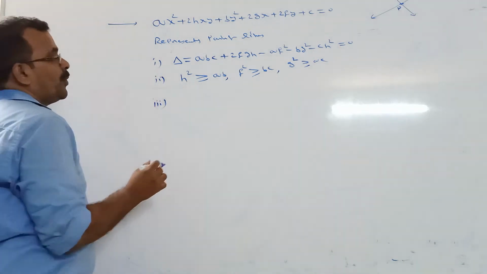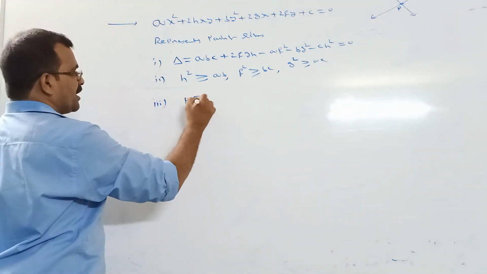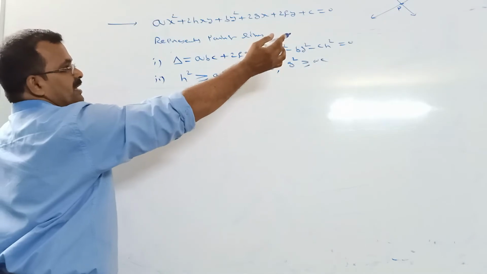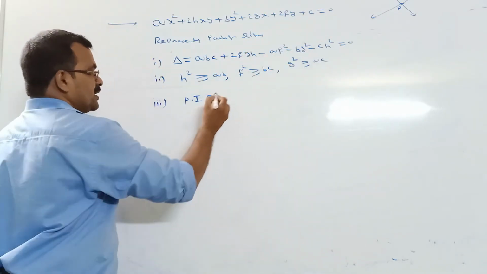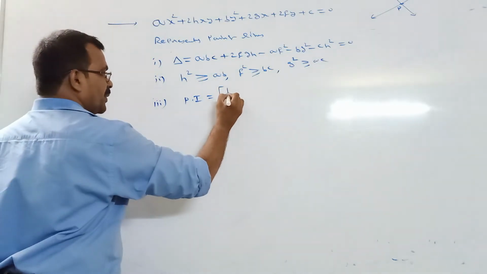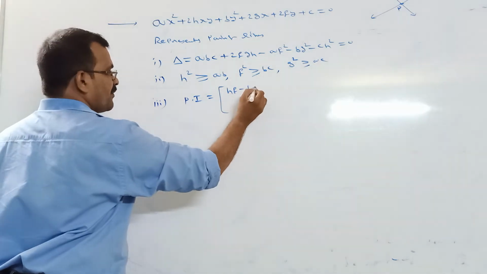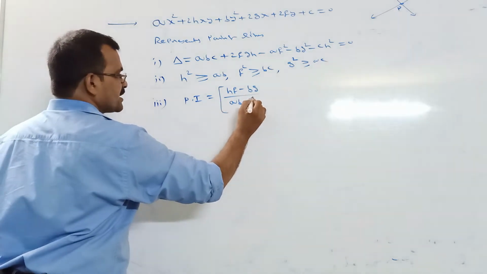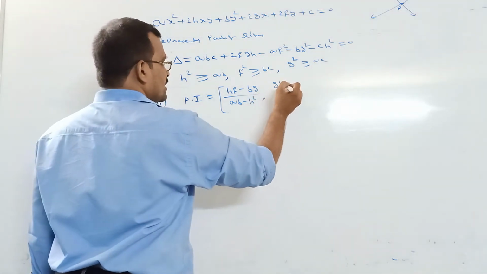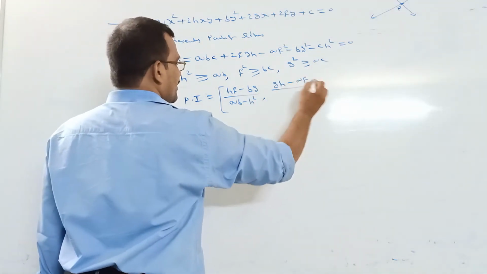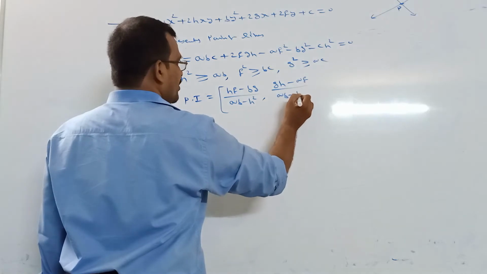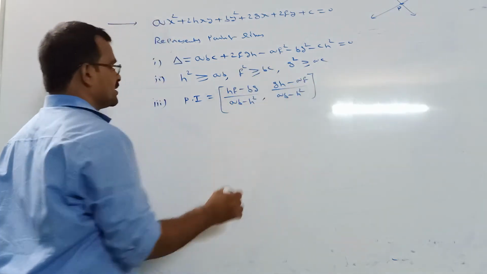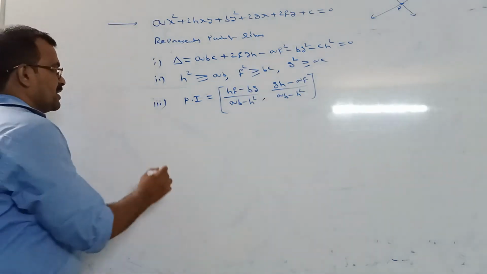So the point of intersection of the pair of lines is P. The point of intersection of the pair of lines is (hf minus bg by ab minus h square, gh minus af by ab minus h square). This is the point of intersection of the pair of lines.